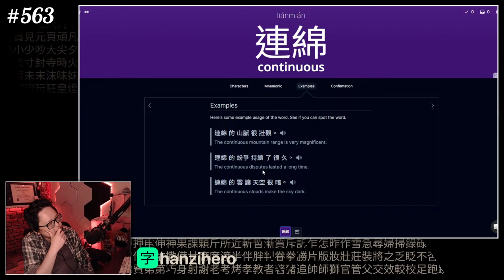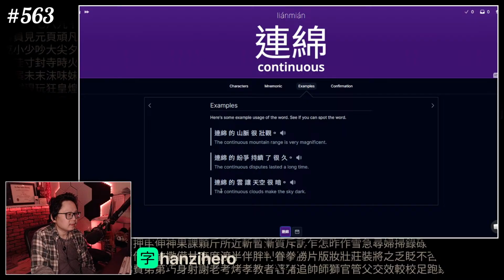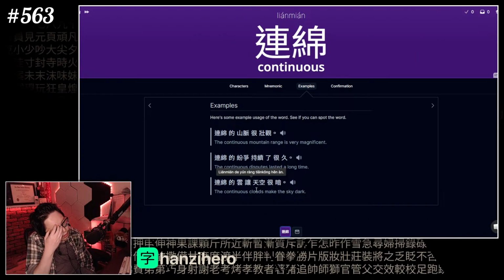Interesting. 连绵的音, or yi. Uh-oh. It's Yuan Rang. How does Rang work? Rang 天空 the sky, 天空很暗 dark. Yuan, how does Rang work here? There's cloud. Rang.